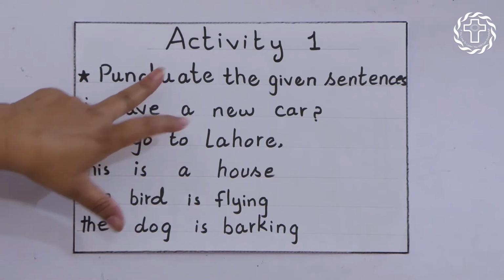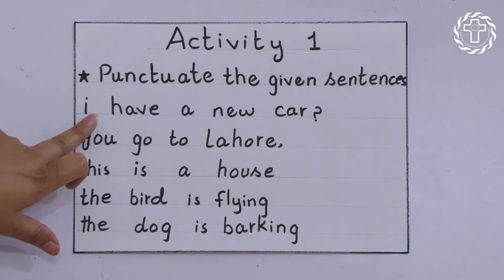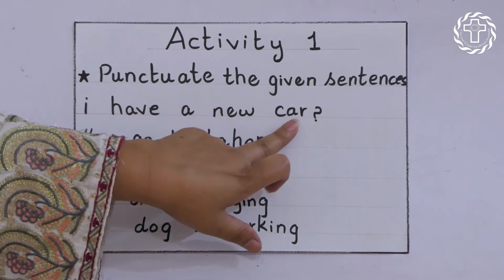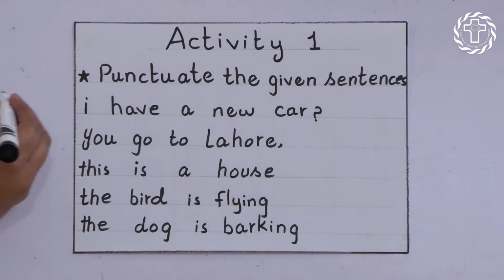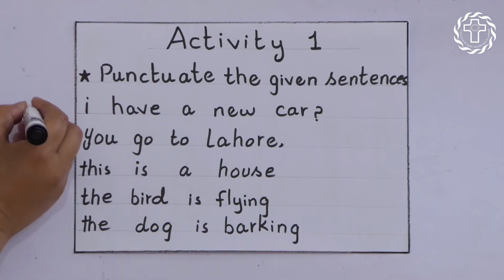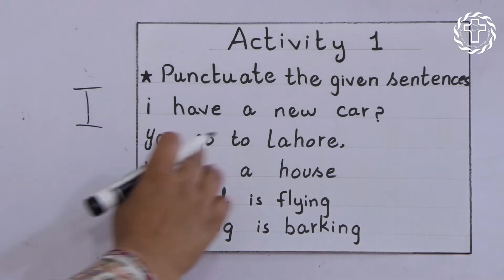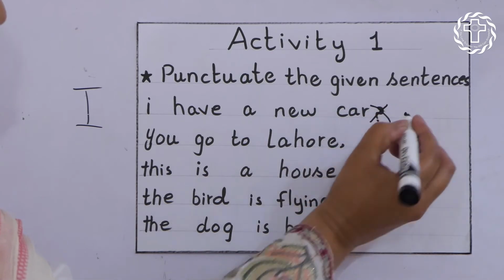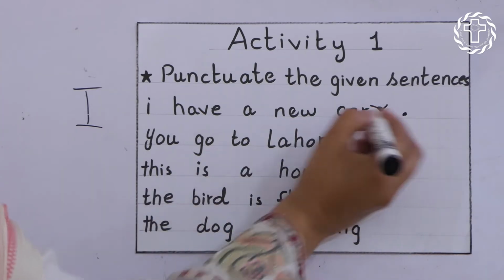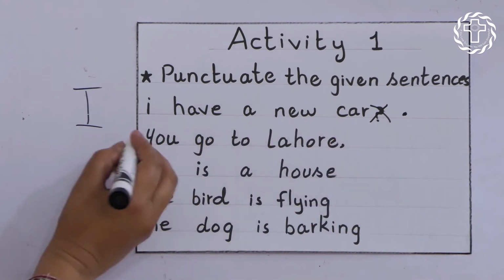This is your home activity number 1. Punctuate the given sentences. I have a new car. This is a wrong sentence because we use I capital. And at the end we put a full stop. This is a full stop. You go to Lahore.